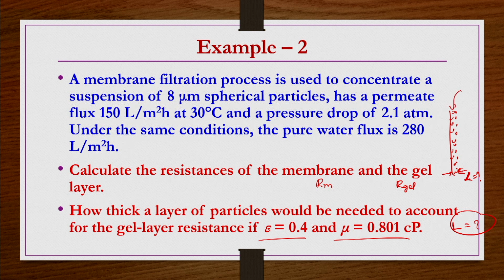So, for this we can use the Kozeny-Carman equation, that kind of form, that delta P by L is equal to 150 mu u (1 minus epsilon) whole square divided by phi s square dp square epsilon cube. That expression we can use, right. So, in that expression delta P is known, only L we have to find. L is nothing but the length of the packing. Here the thickness of the gel is L in this case, okay. So, before that we have to find out Rm and R gel.